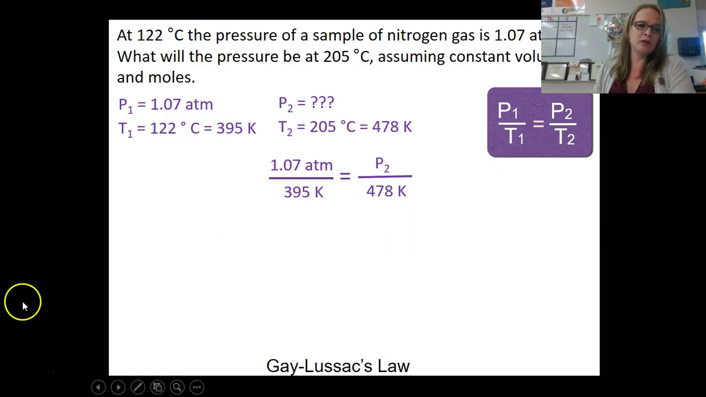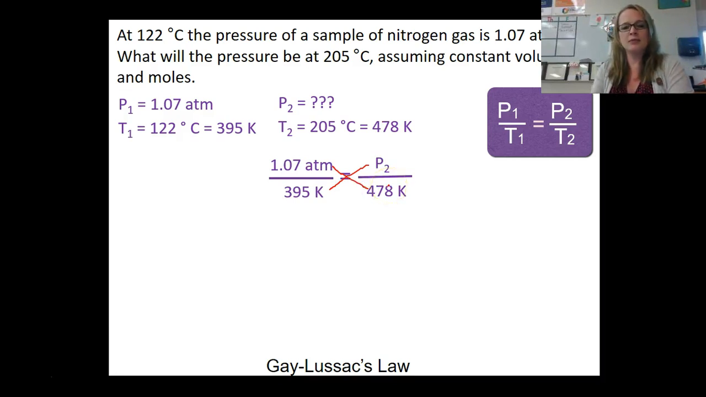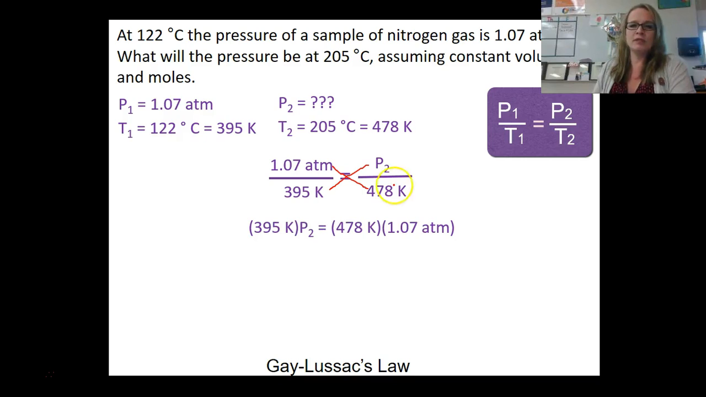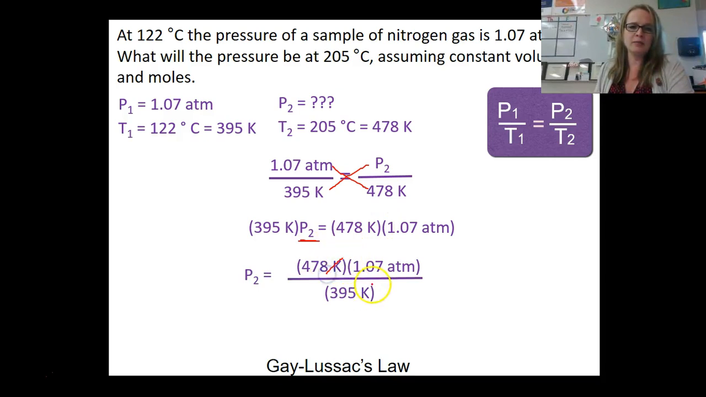And just like we did before, when we have these fractions, the easiest thing to do is just to cross multiply. That's the way you can never go wrong. But again, if you have a good math mind, you can solve whatever way makes sense for you. So 395 Kelvin times P2 is equal to the product of the other two, 1.07 atmospheres and 478 Kelvin. We want to get P2 by itself, so we're going to divide through by 395. And you notice when we do that, Kelvin cancels, and with 3 sig figs in our final answer, we get 1.29 atmospheres.